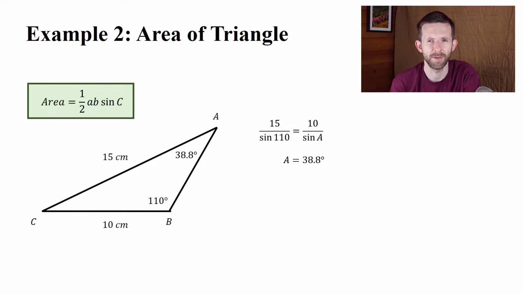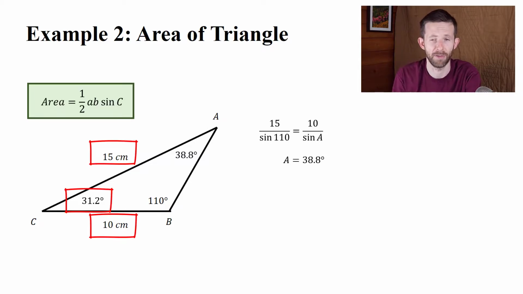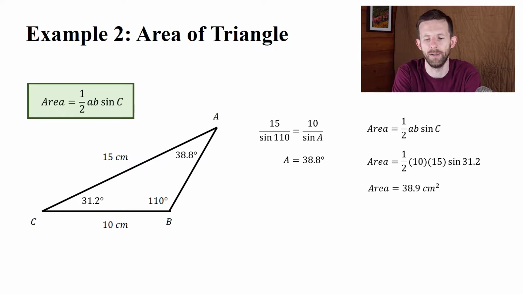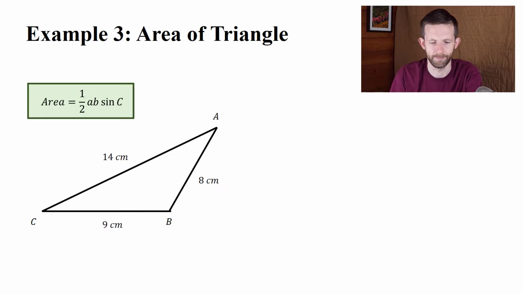Once I have two angles in a triangle, I can find the third, since all of them add up to 180. Now, once I find the 31.2, I've got two sides and the angle between them. I've got the 15, I've got the 10, and I've got the 31.2. So 1/2 AB sine C, 1/2 times 10 times 15 times the sine of 31.2 gives me an area of 38.9 centimeters squared. So whenever I want to find the area of a triangle, my goal is to find two sides and the angle between them.